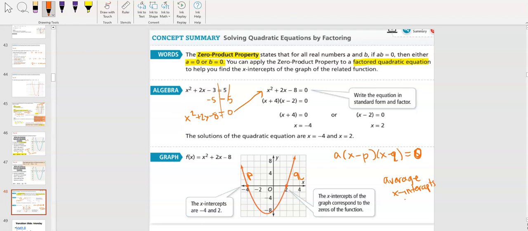You can still do negative b over 2a, but you would have to unfactor this to find b. So it might just be easier to take your p plus q, divide by 2, and that's going to be the x of your vertex. And then plug back in to find your y. All right, good luck.